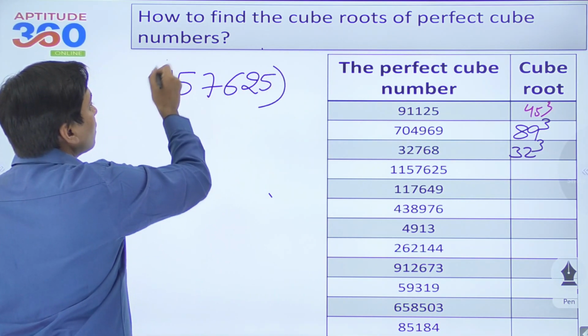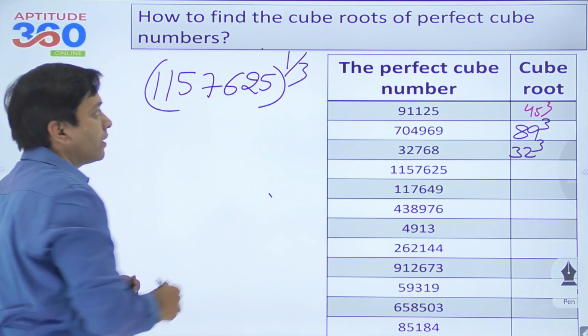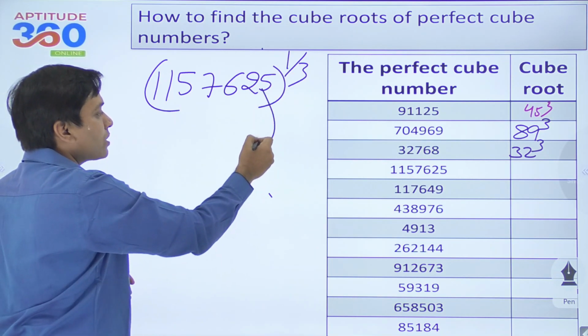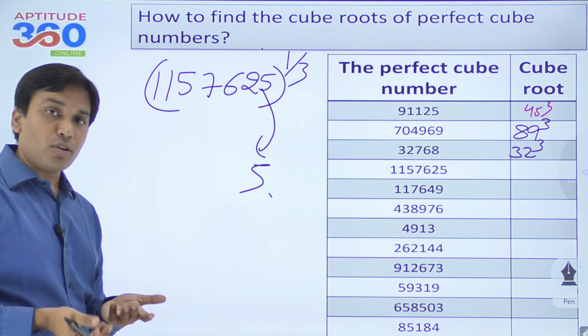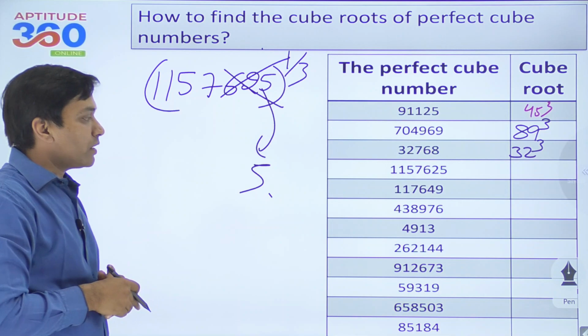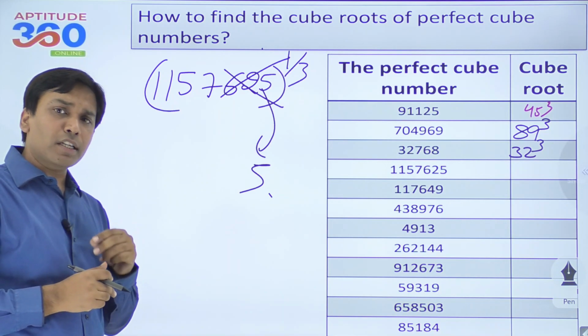1157625. It looks big, but its answer is way too simple. How is this simple? This is 5. It does not make a difference. So you just discard this. 1157. Now how do we find out 1157?